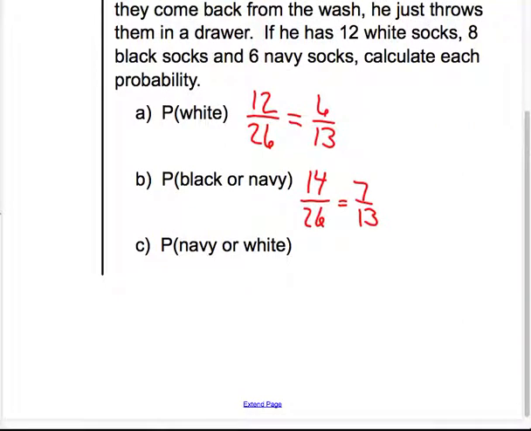And my last question is the probability he gets navy or white. Well, he has a total of 12 plus 6 or 18 navy or white socks out of the 26 socks in his drawer, gives us a probability of 9/13.